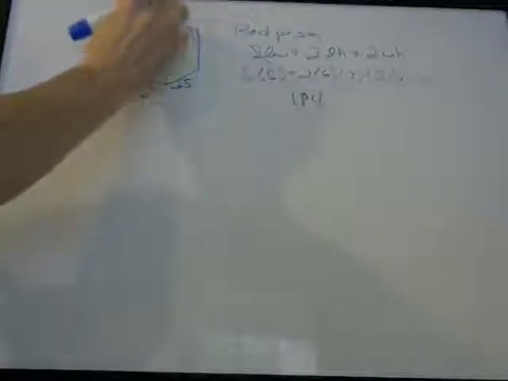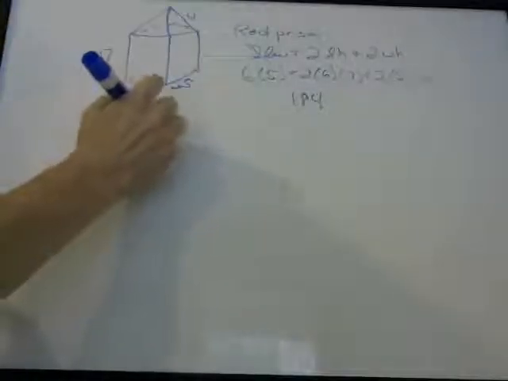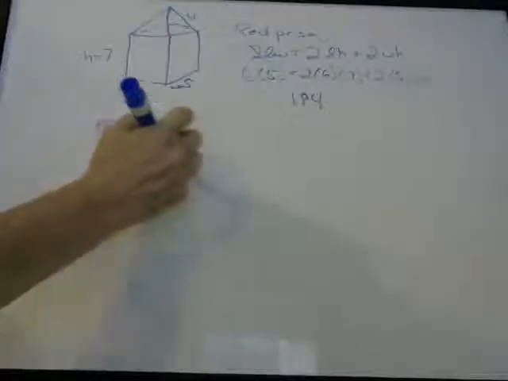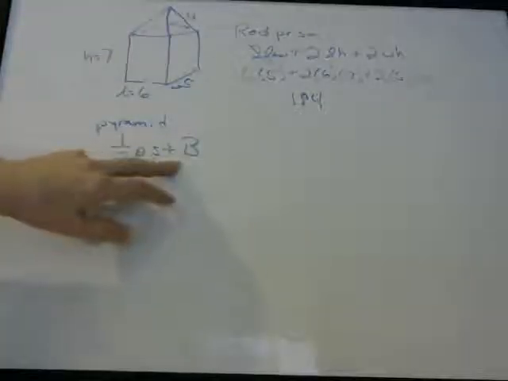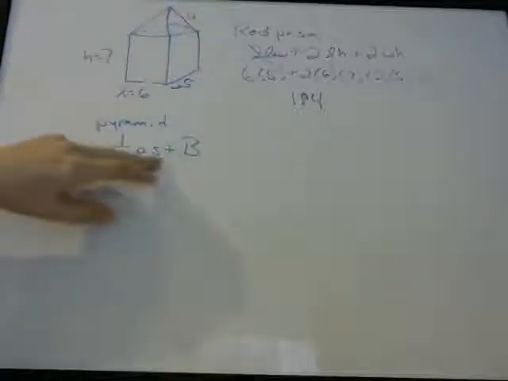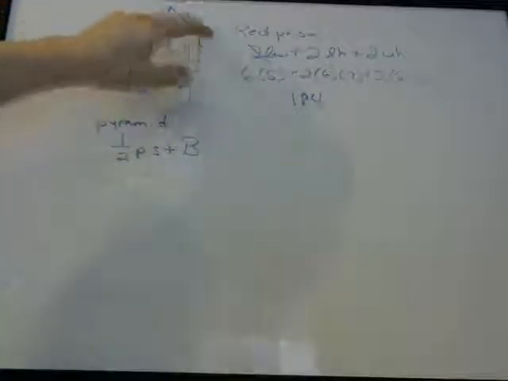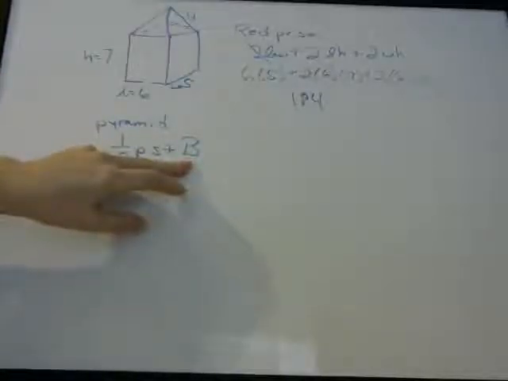Now we need to find the surface area for the pyramid. So what's the surface area for a pyramid? You look at your formula sheet. It's 1/2 PS plus B. So again, you need to understand what this means in order to apply it. P is the perimeter, and they do give that to you. So it's the perimeter of the base of the pyramid. S is the slant height, which is this 4. How far is it on that slant? And B is the area of the base. So here's the area of the base.